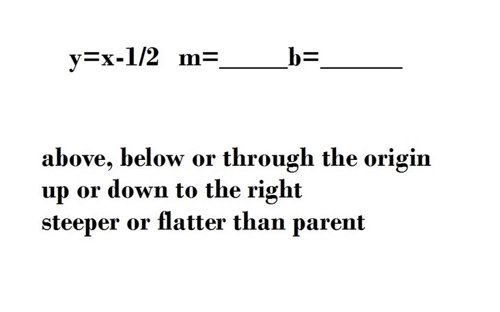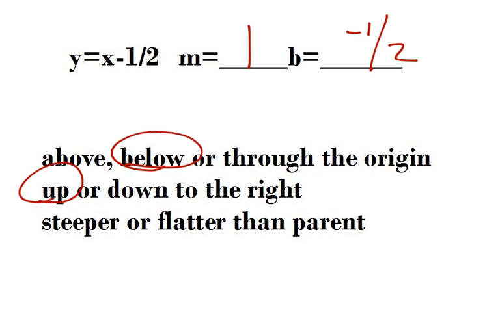Y equals x minus 1/2. My slope is 1. My y-intercept is negative 1/2. This is a negative, so it's going to go below the origin. Slope is positive, so it's going to go up to the right. 1 is the same as 1, so it's not steeper and it's not flatter.